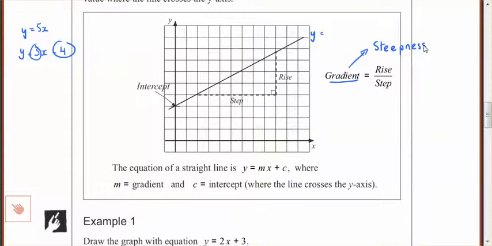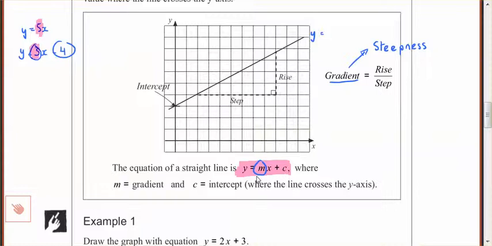So this is the steepness. Now here's what we want to be able to do: work out the gradient from the line, because here I can see the equation of the line is y equals mx plus c. We've already worked out that this number, the one in front of the x, which is the m, links to the gradient. So if we can find the gradient, we can find that number.